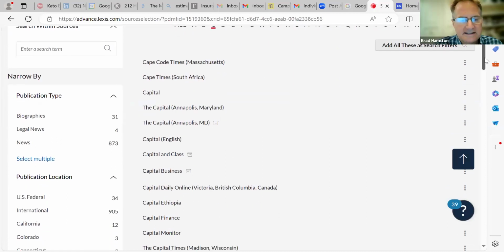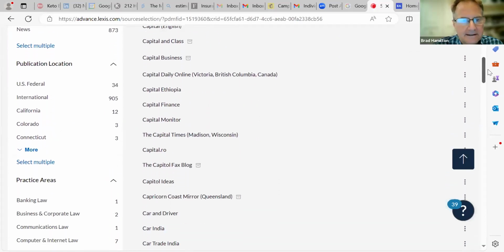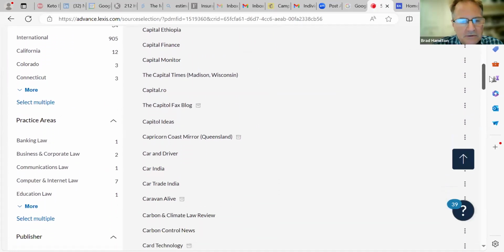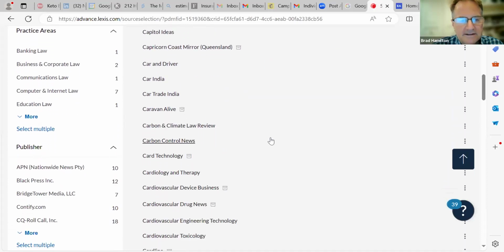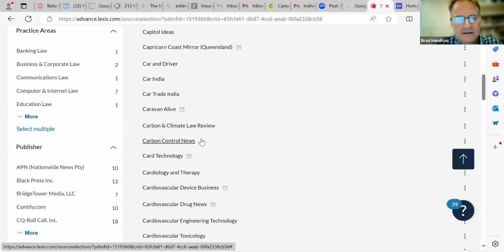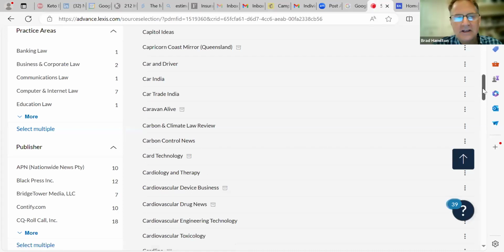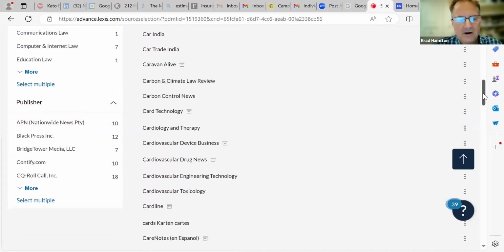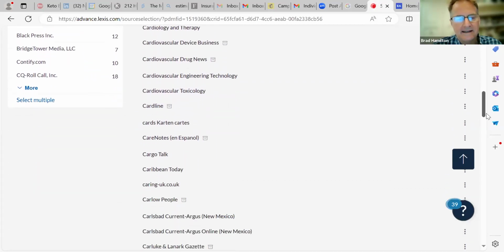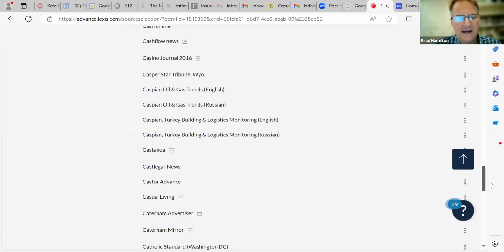C's, right? Still looking for climate, right? But as we do, look at this. Carbon and Climate Law Review, Carbon Control News, all right? There are a huge number of carbon or climate related publications, and then we just keep going and we're going to find a whole bunch more.